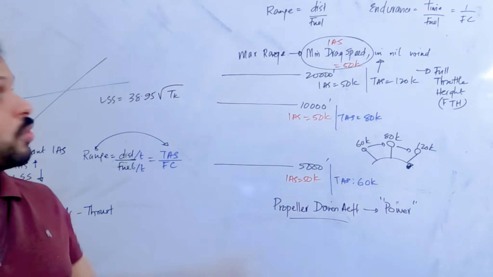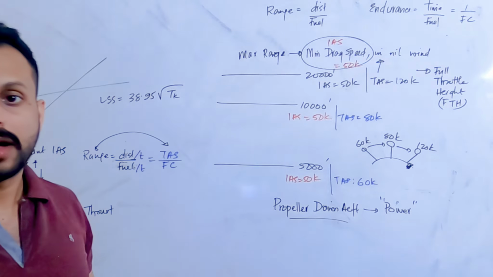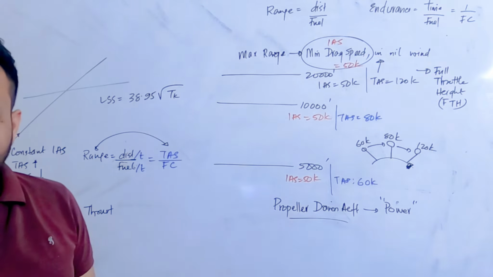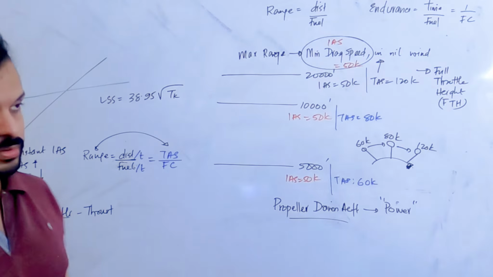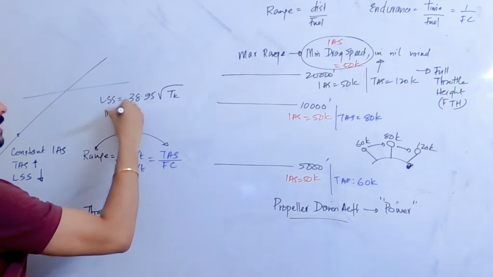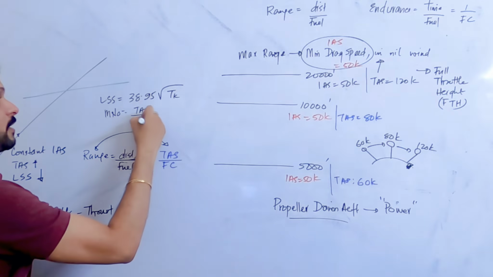What happens as you go up? As you go up, the lapse rate increases and temperature drops, right? As temperature drops, the local speed of sound reduces. Now, as you rightly said, Mach number is TAS divided by local speed of sound.